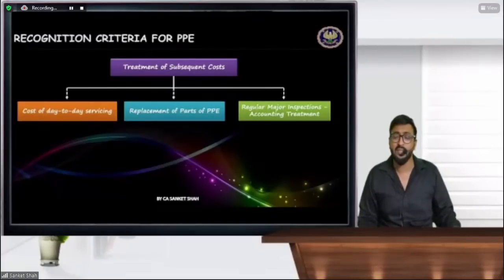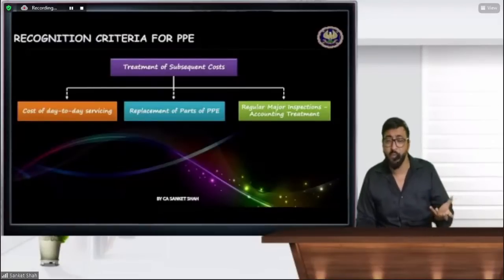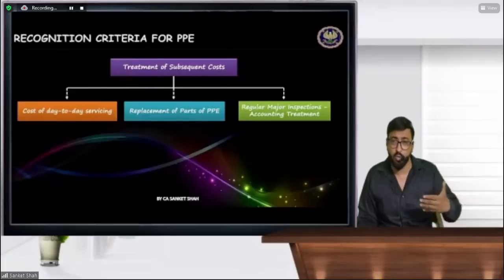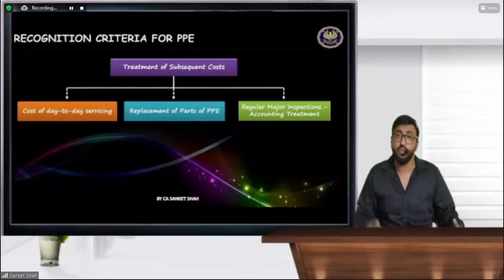And otherwise you will see the feasibility report. Okay, so feasibility report means what? Whether your asset is good, or whether it is in good condition, that you are going to use it in the future. So that is the major inspection cost.